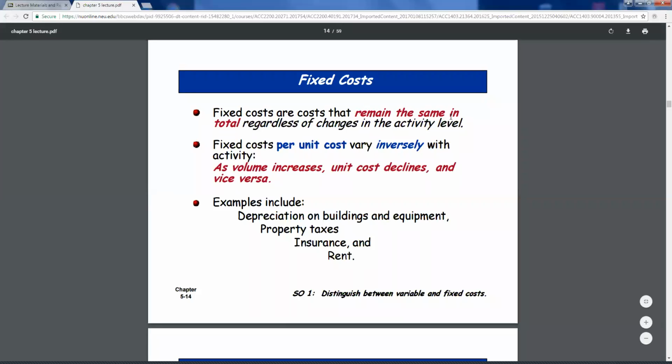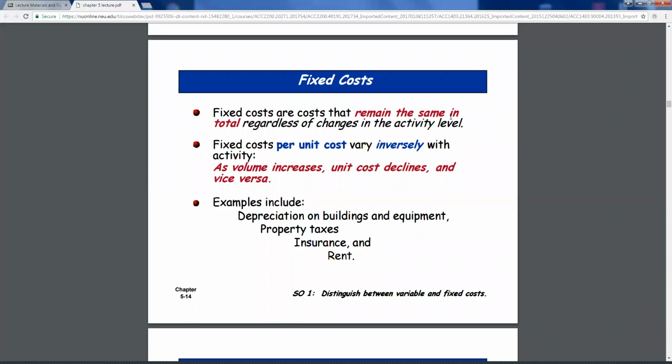So the other type of cost that we'll concern ourselves with in this course and for our cost volume profit model is something called fixed cost. Fixed cost remains constant over the relevant range or the activity level. Now, we can also think about it on a per unit basis, and it would vary inversely with activity. So let me just give a simple example.